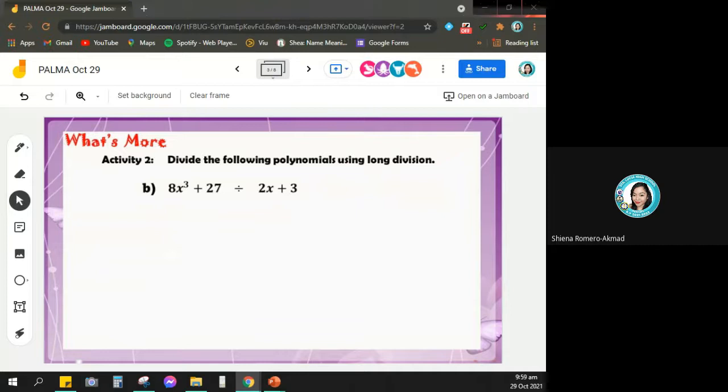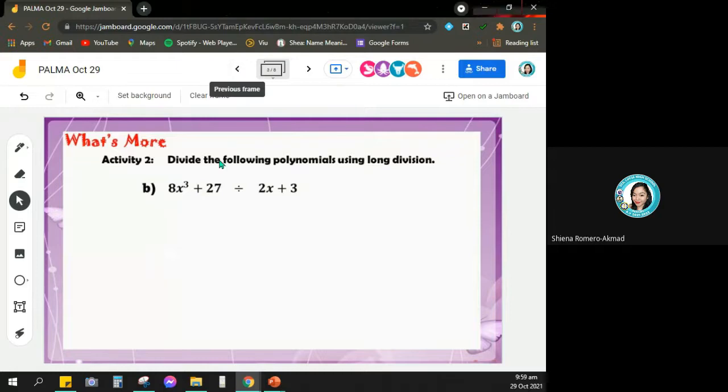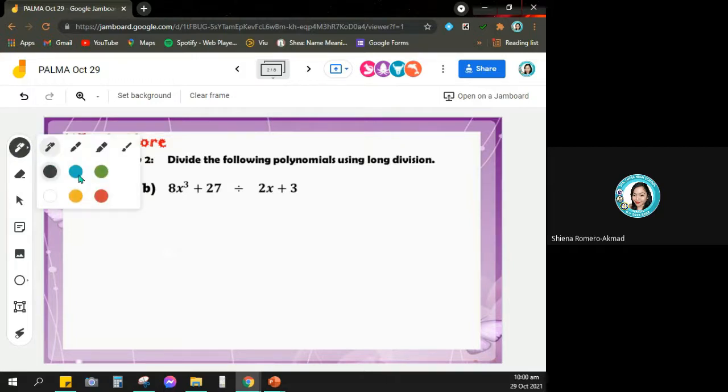Okay. So, habang sasagot sila, I will answer letter B. So, sa letter B, ginawa ko dalawang frame kasi una, long division na gamitin natin and the other one is the synthetic division. So, let me start with the long division. So, let me write the given. So, 8x cubed plus 27.